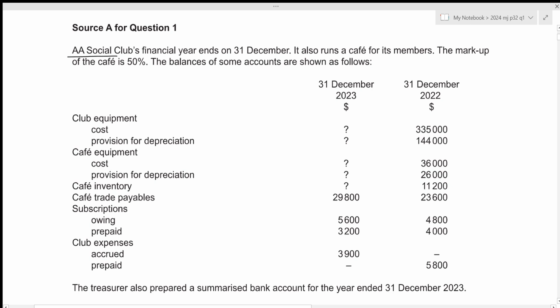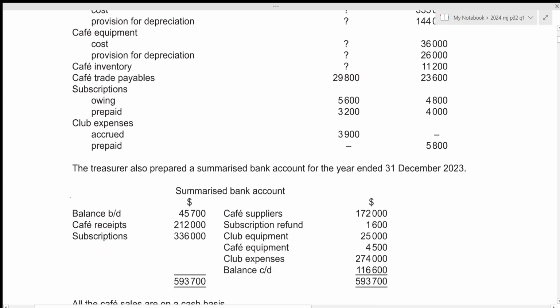A Social Club's financial year ends on 31st December. It also runs a cafe for its members. The markup of the cafe is 50%. So we add 50% to the cost and then calculate the selling price for our cafe. The balances of some accounts are shown as follows. So we have the balances at 31st December 2023 and 31st December 2022. So these will be our closing balances, whereas these will act as the opening balances. In this case, we have club equipment, cafe inventory, cafe trade payables, subscriptions, and the club expenses.